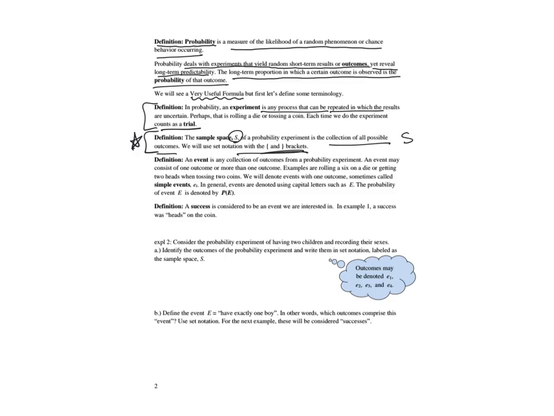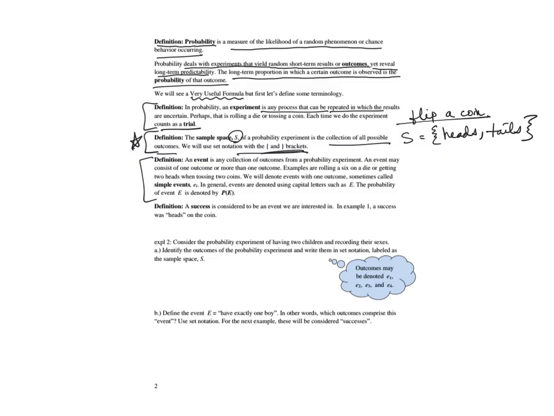So like for flipping a coin, S, the sample space, would be the set of getting heads and getting tails, right? Separated by a comma. We'll see that in a lot of applications.